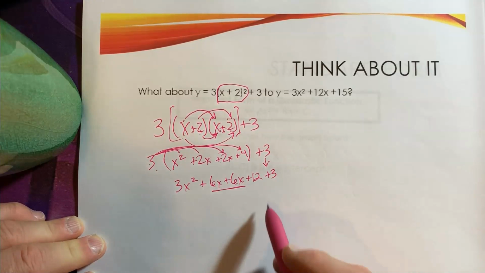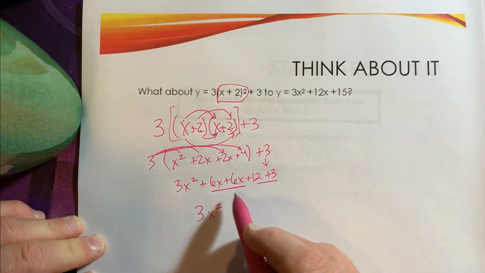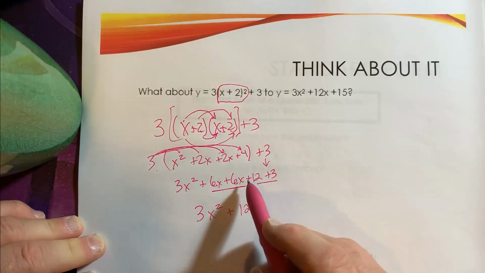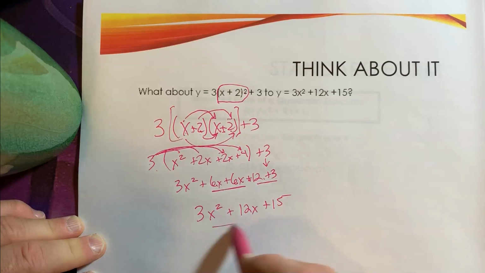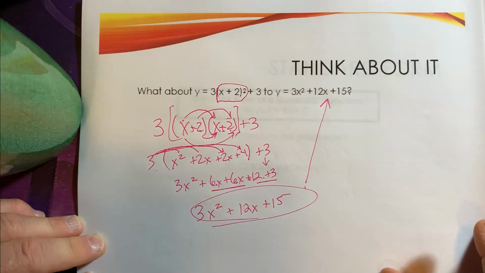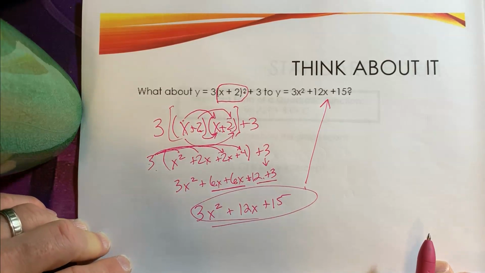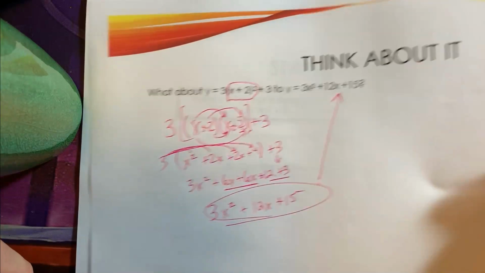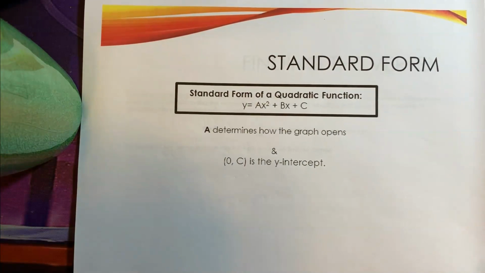Now I'll just combine my like terms inside here, and I'm going to get 3x squared plus 6x plus 6x is 12x plus 12 plus 3 is 15. And now I have this, which equals that. It's the same thing. Okay. I'm going to try to write a little neater from here on out because my handwriting this morning is pretty terrible. Now let's get to what we really need to be looking at here.